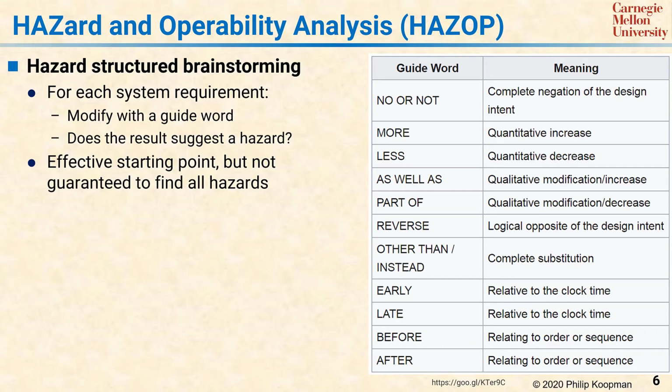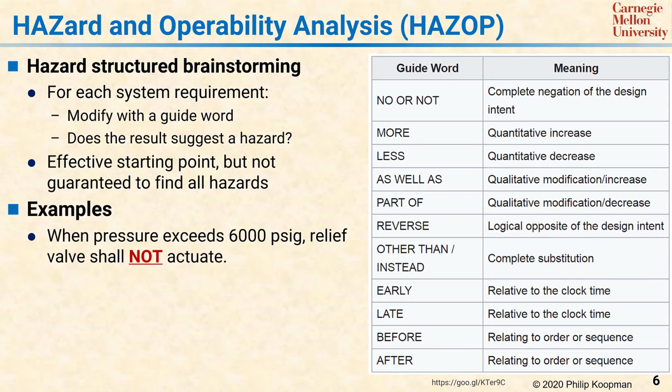Let's do a couple examples. For example, you have a pressure system and there's a requirement that says when the pressure exceeds 6,000 psig, relief valve shall actuate. In other words, you have a classic relief valve that's supposed to open and relieve the pressure if the pressure gets too high. Well, Hazop says insert the word not and see what you get. When pressure exceeds 6,000 psig, relief valve shall not actuate. Well, if the relief valve stays closed and you have an overpressure situation, that sure sounds like a hazard to me.